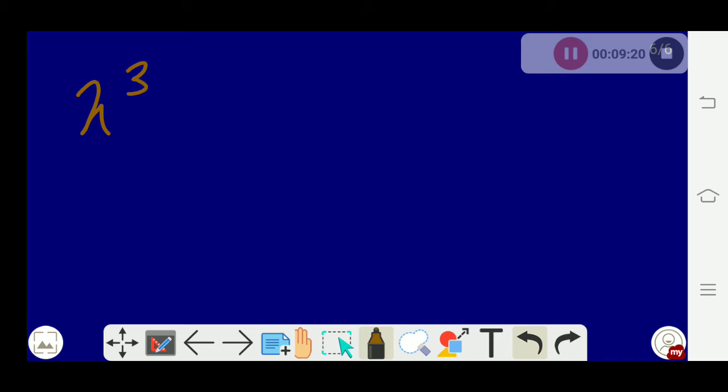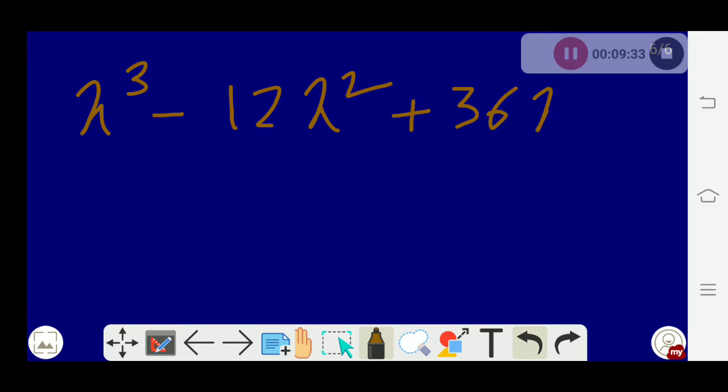Suppose the equation is minus 12 lambda square plus 36 lambda minus 32 is equal to 0. What we need to do is find the value of lambda.